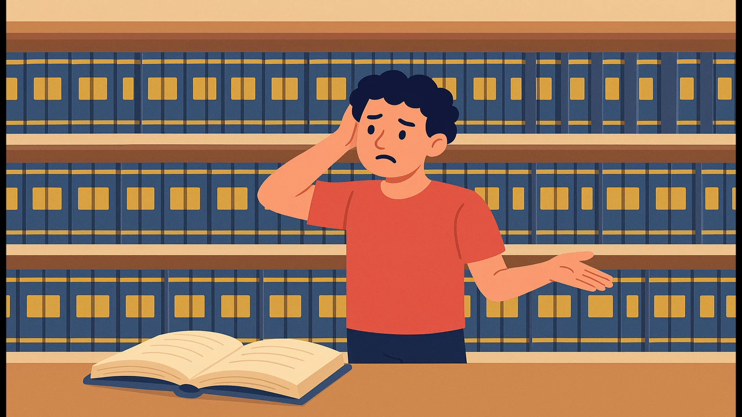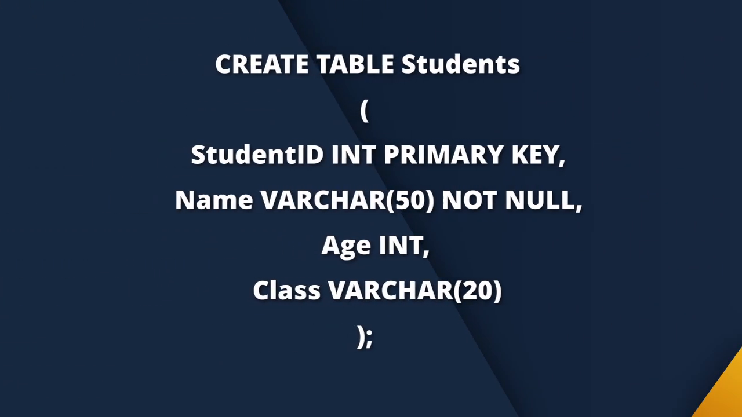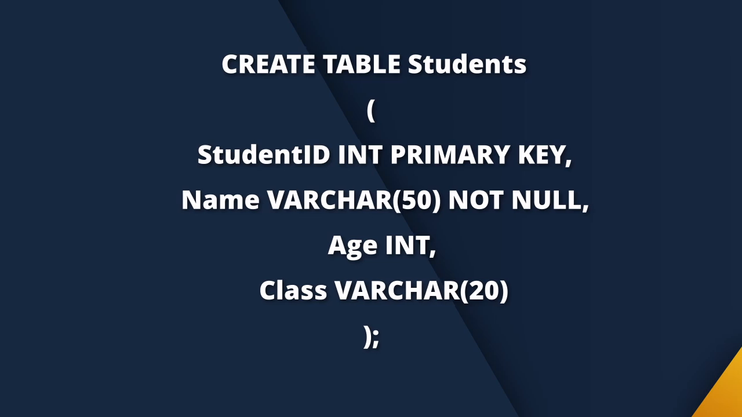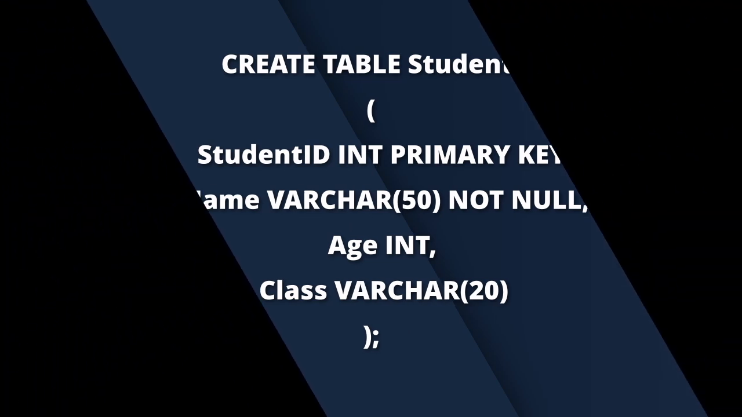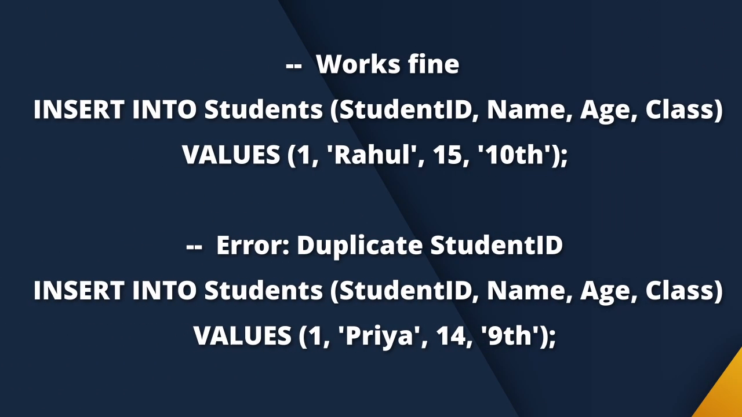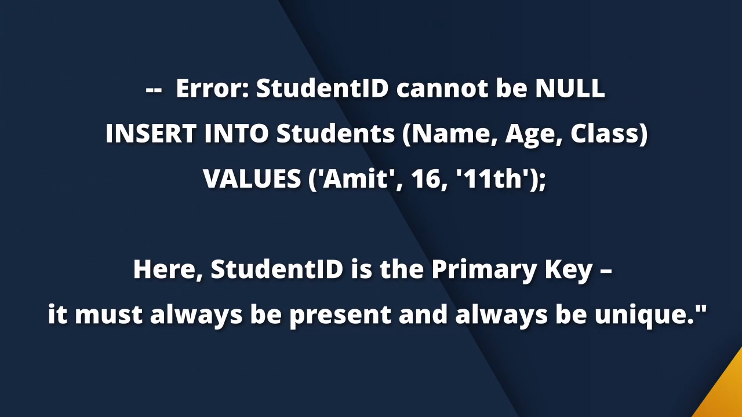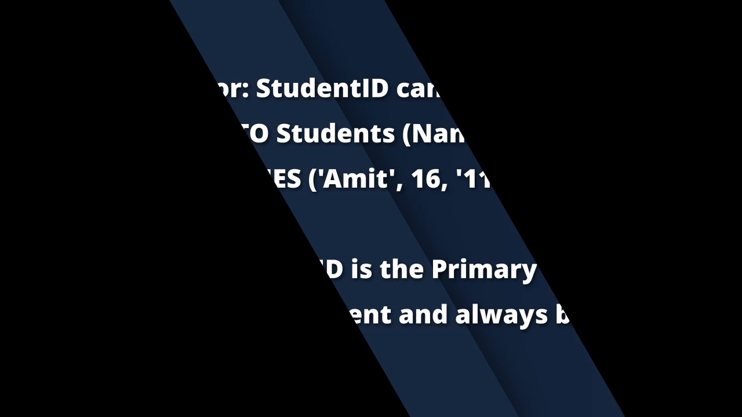So, for example, here I am creating a student table and giving the student ID integer as a primary key, and name as not null. Now if I try to insert data with a duplicate ID, it gives an error. Here, student ID is the primary key. It must always be present and always be unique.